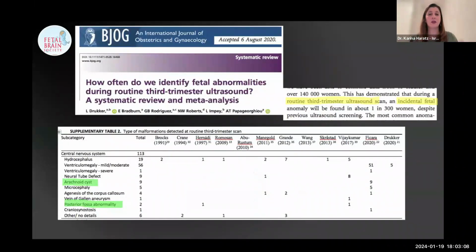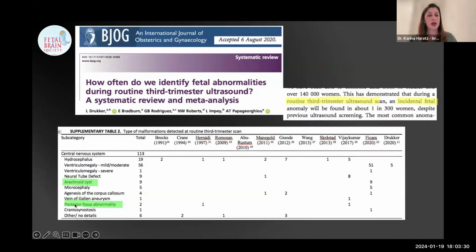And I don't have enough time to scrutinize the literature, but there are more and more papers describing the late findings that can be observed using ultrasound. And this is a publication from the British group showing that in a routine third trimester ultrasound, an incidental fetal anomaly will be found in 1 in 300 women.